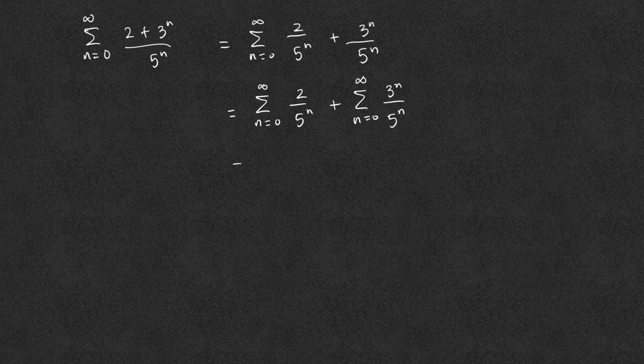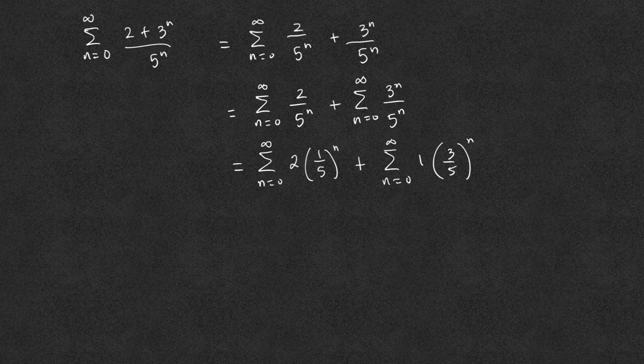We still need to rewrite each of these sums so that the geometric form shows up. The first sum, n going from 0 to infinity: we factor out the 2, then we have the ratio 1 over 5 to the n. For the second sum, the initial term is simply 1, and the ratio is 3 over 5 to the n. Each one of these has a ratio less than 1, so we can find the sum using the formula for the infinite sum since n starts with 0.